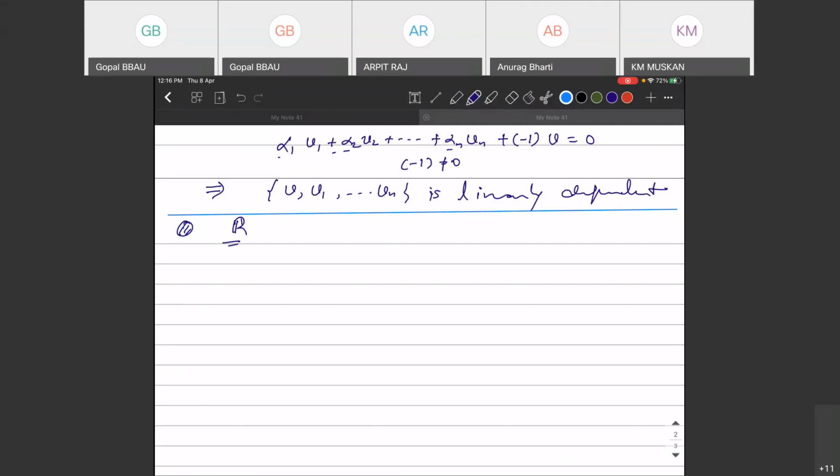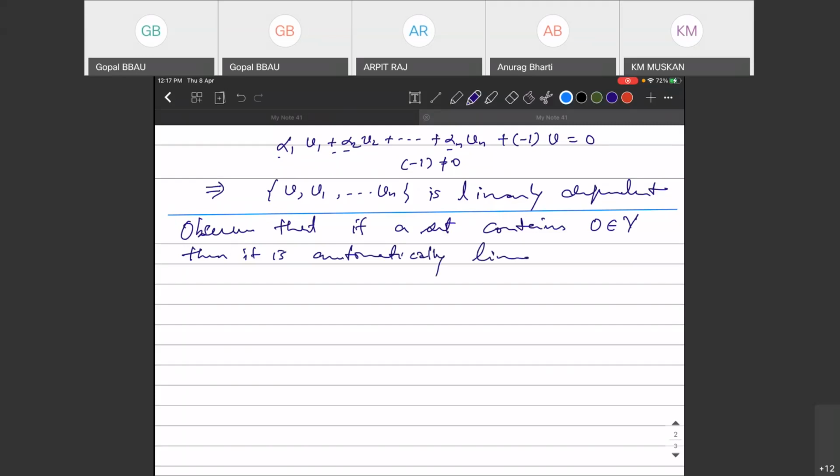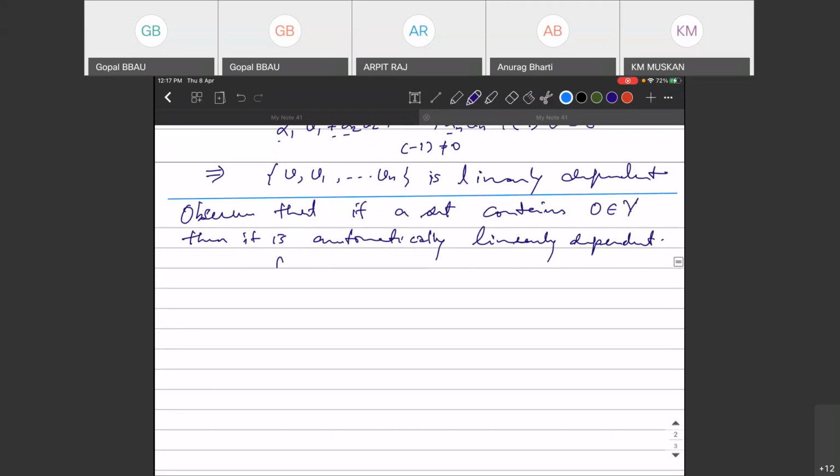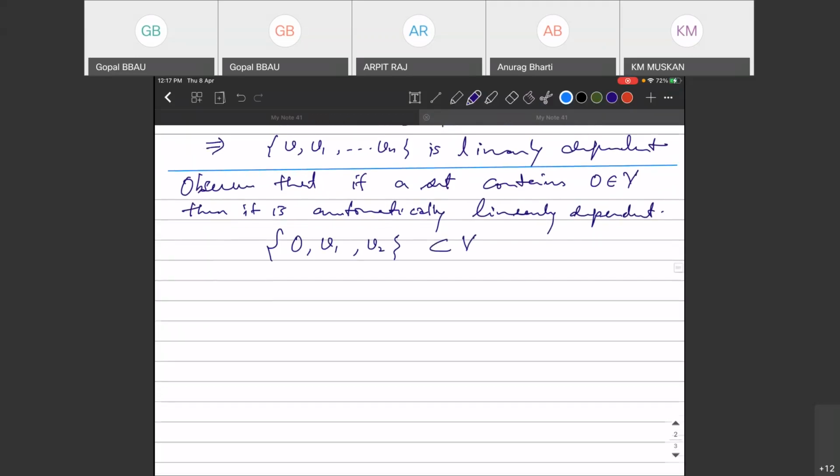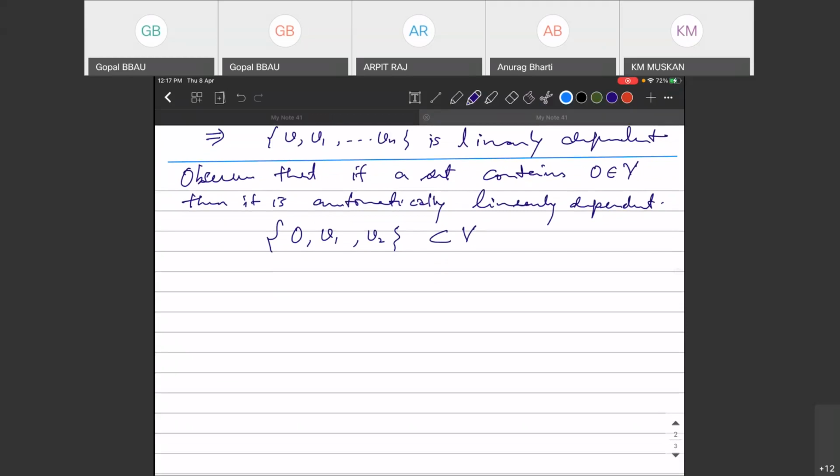So you all know that in a set, if there is a zero element, I have not yet given you this observation. Observe that if a set contains zero, then it is automatically linearly dependent. Do you see why? Say what I'm saying is the set 0, V1, V2. If this is a subset of V, then it is linearly dependent. Do you see why?